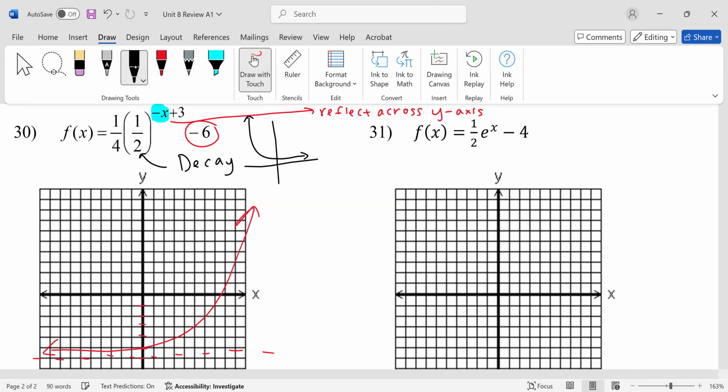The points could help you if you're not sure which way to graph it. Your points could help you. You can make a table if that helps. I don't care though.